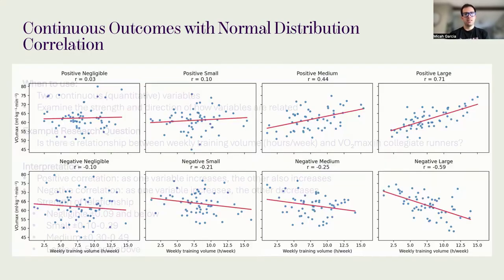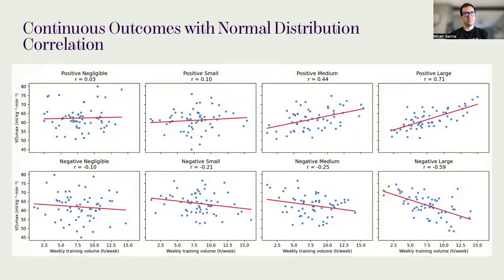When I talk about these relationships, we essentially put together scatter plots. On the x-axis, we have the weekly training volume. On the y-axis, we have the VO2 max. Everything on the top is going to be a positive relationship: as training volume goes up, VO2 max also goes up. The bottom ones are all negative relationships: as weekly training volume increases, VO2 max decreases.